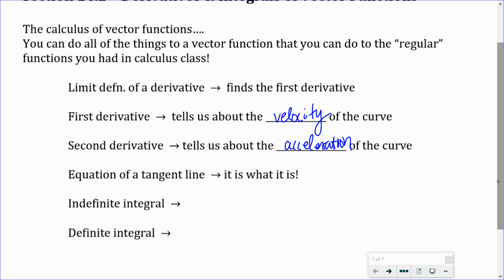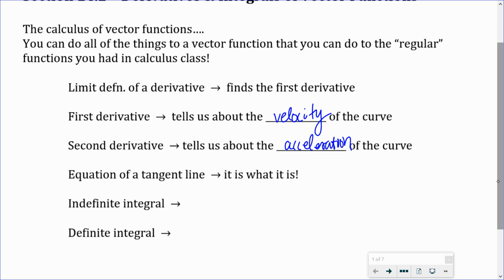Alright, the equation of a tangent line. So when you do the equation of a tangent line, you need the slope of the tangent line, which is the first derivative coming from that, right? And you also need the point where you're doing it from. So if somebody asks for an equation of a tangent line, you need a point and a slope, like a direction vector in a way.